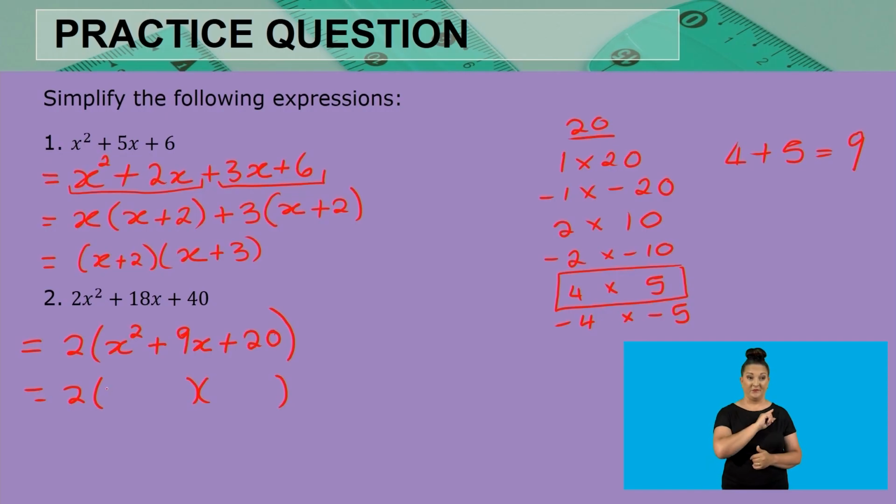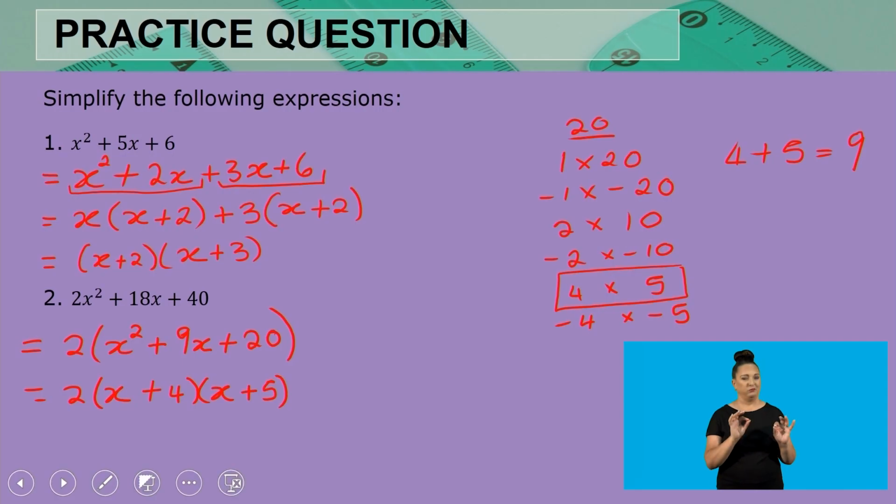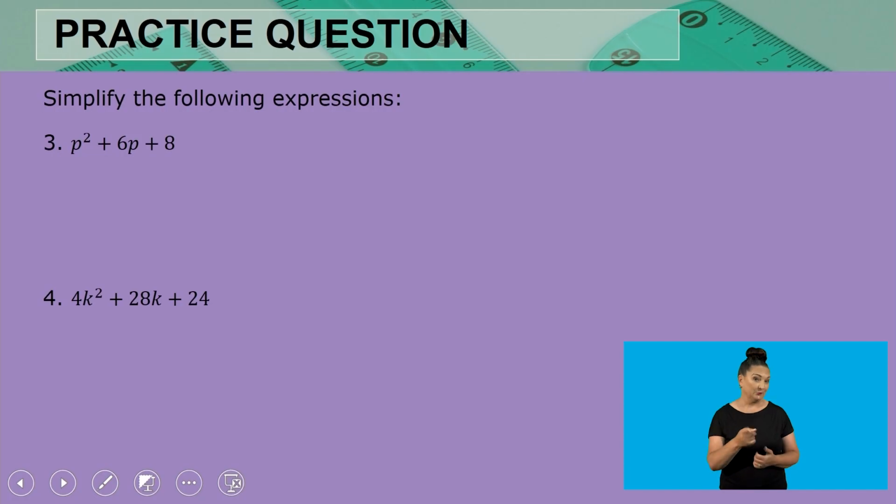In our brackets, we're going to have x in each bracket, and the numbers that are going to be there are the pair that we have chosen. That is a positive 4 and a positive 5. Now, if you got that, then you are absolutely correct. Let's look at the next question.